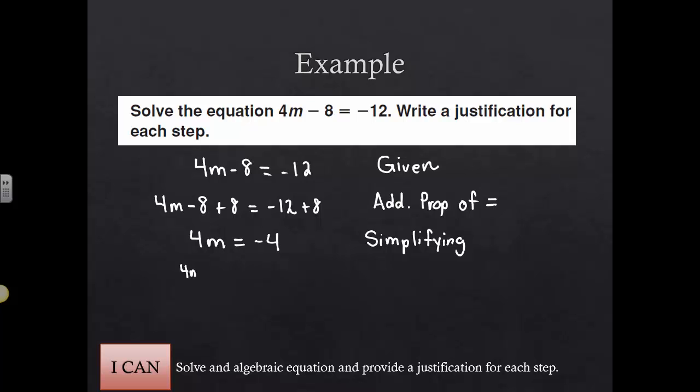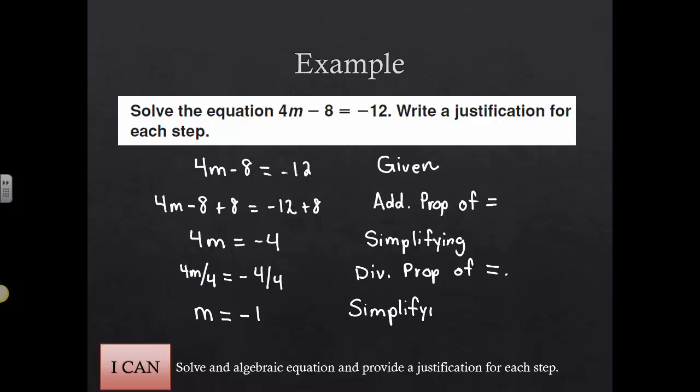The next step is going to be to divide both sides by 4. So I'm going to write 4m divided by 4 and negative 4 divided by 4. And all I used there was the division property of equality. And then I'm going to simplify again to get m is equal to negative 1. And what was I doing there? I simply just divided on both sides. So I can say my justification for that was simplifying. And we've just done our first algebraic proof. With each step, we've gone down and justified everything with a property.